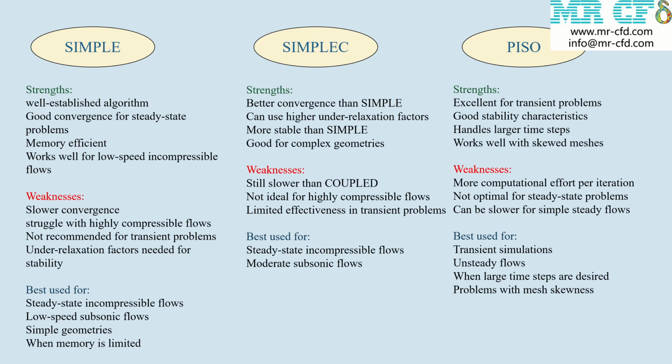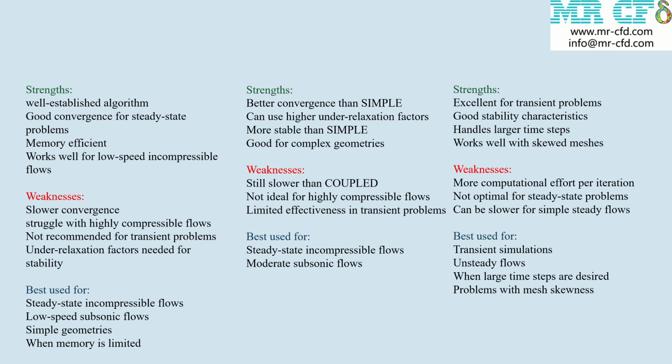Next is PISO, which is excellent for transient problems due to its stability characteristics and ability to handle larger time steps. It also performs well with skewed meshes. However, PISO requires more computational resources per iteration compared to SIMPLE and SIMPLEC. While not optimal for steady-state problems, it excels in unsteady and transient flows, especially in subsonic regimes. A tip for using PISO is to choose an appropriate number of corrections, typically between 2 and 4, and to start with smaller time steps, gradually increasing them if convergence is maintained. PISO is ideally used for unsteady problems.